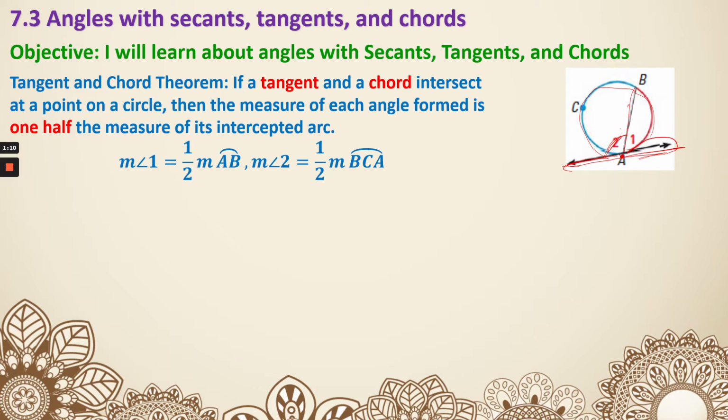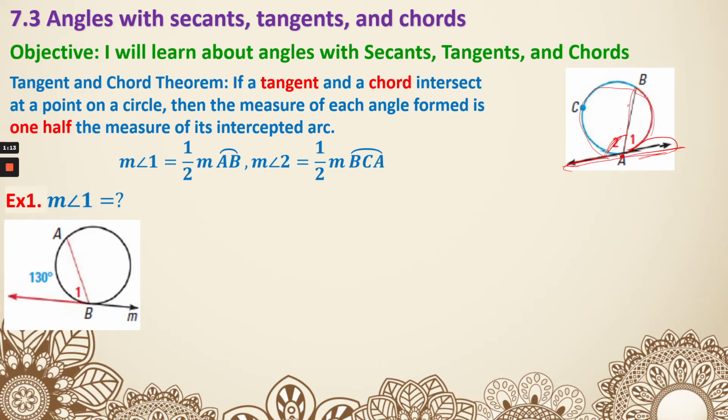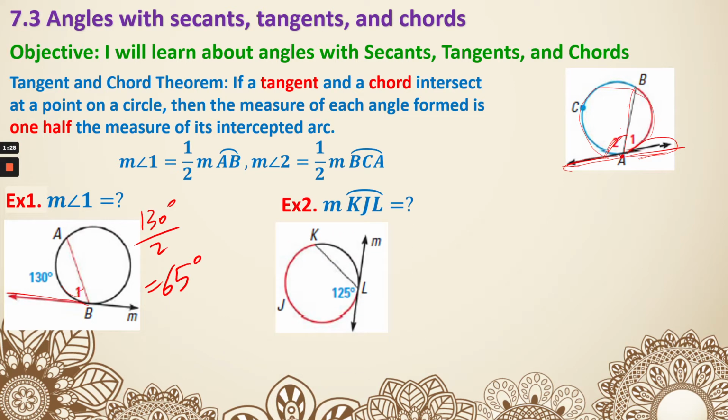Now let's actually use the theorem for some examples. Example 1. You see the left side is angle 1, and the arc is 130 degrees. So we're just going to need to half it, which is 65 degrees. That's example 1. Example 2, KJL, which is this major arc, and you see this angle is right here on the same side of the chord and the tangent line. We're going to need to use 125 degrees, multiply that by 2, which gives us 250 degrees for the measurement of the arc.